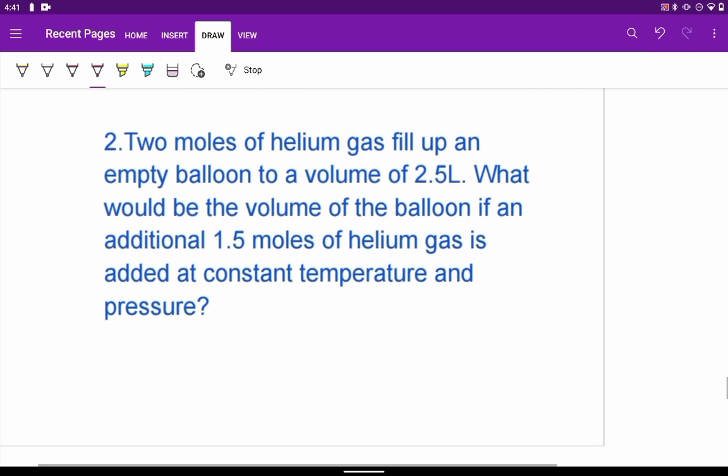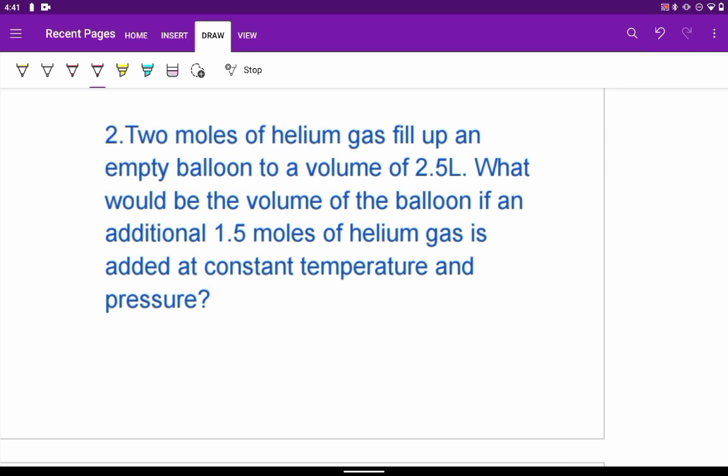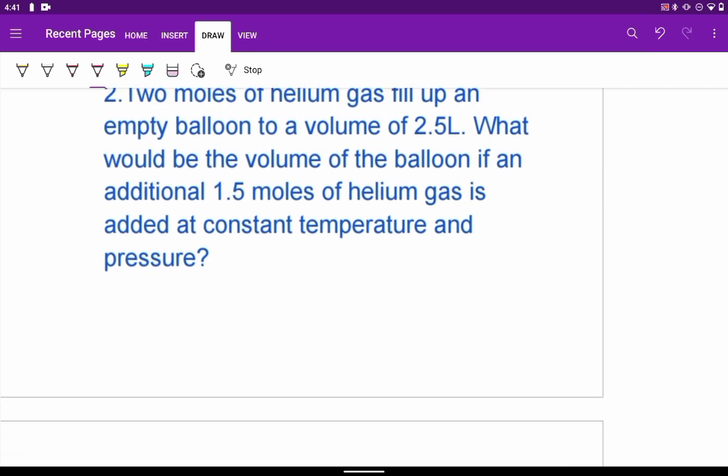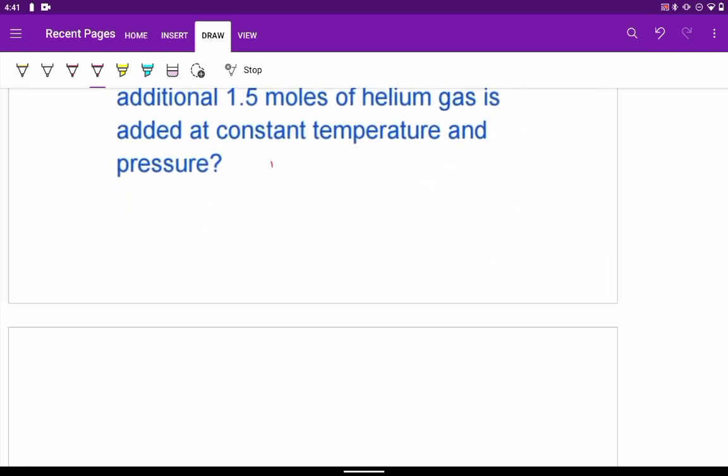Next question. 2 moles of helium gas fill up an empty balloon to a volume of 2.5 liters. What would be the volume of the balloon if an additional 1.5 moles of helium gas is added at constant temperature and pressure? So initially how many moles? That is initially N1. So N1 equal to 2 moles, and V1 equal to 2.5 liters. It's given.